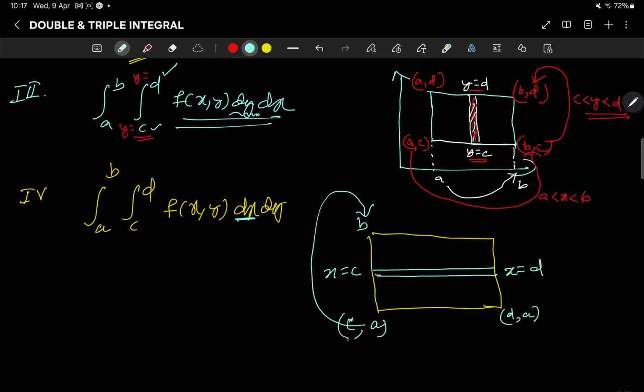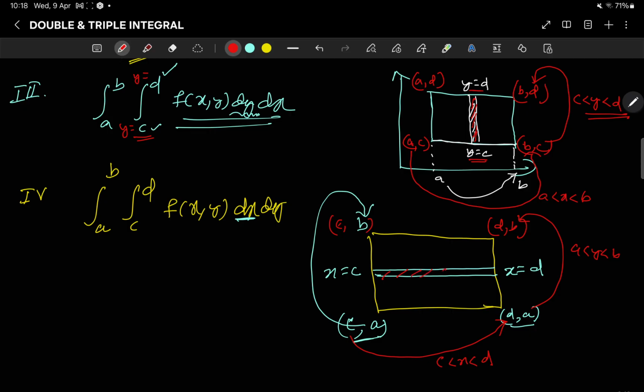If you think of the coordinates, it is (C, A), (D, A), and it can be (C, B), (D, B), right? That means here the x coordinate varies from C to D, C less than x less than D, and the y coordinate varies from A to B, A less than y less than B. However, the real interpretation is like this.